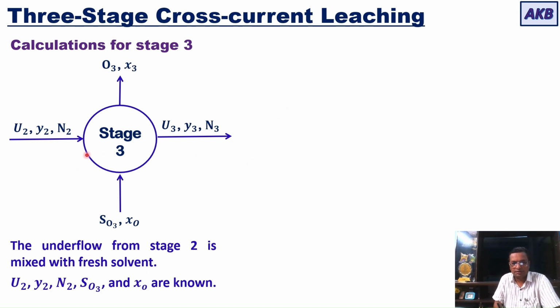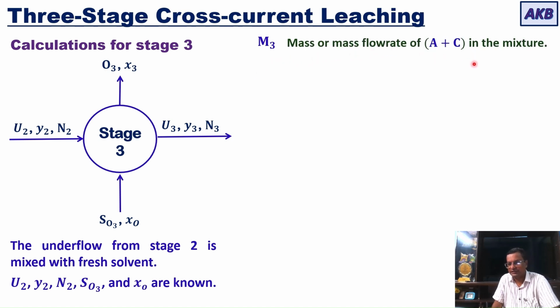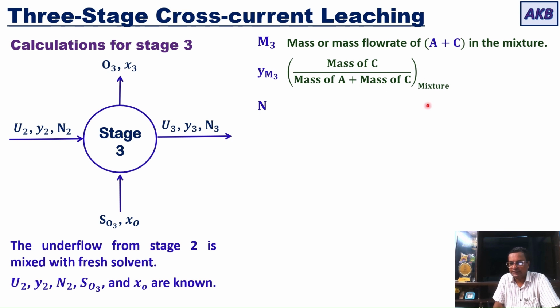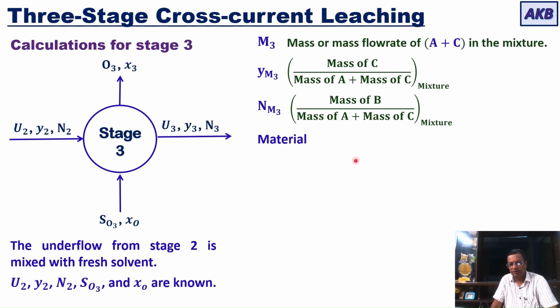Then when you mix the underflow from stage 2 with fresh solvent in stage 3, you get a mixture. And for this mixture, let M3 be mass or mass flow rate of A plus C in the mixture. YM3 be the mass of C upon mass of A plus mass of C in the mixture. And NM3 be mass of B divided by mass of A plus mass of C in the mixture. Weight fraction of C on a B free basis. Weight fraction of B on a B free basis.